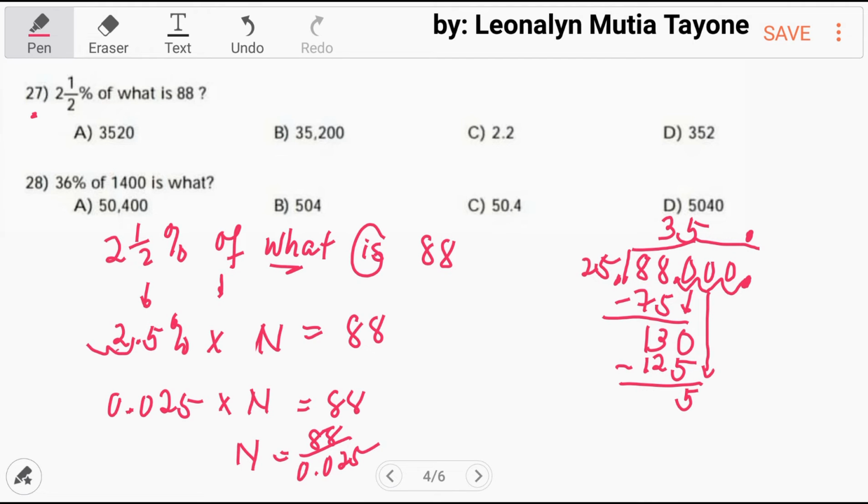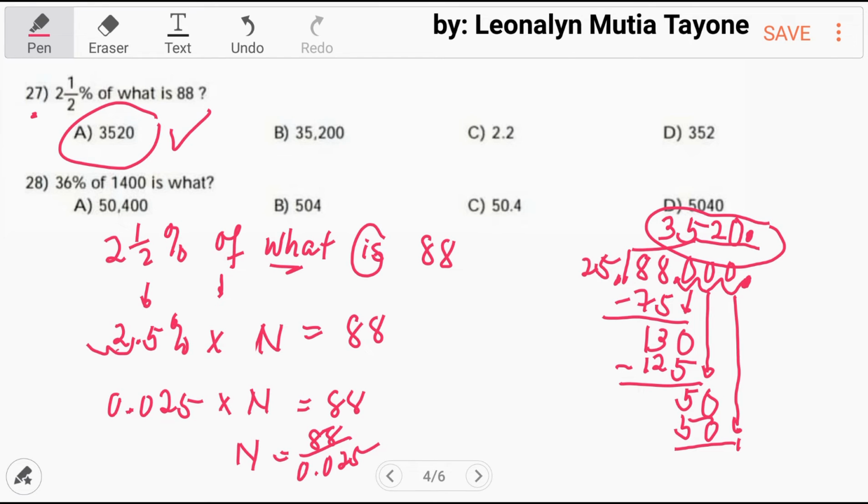Bring down mo ulit isa pang 0, and that is 50. 50 divided by 25, and that is 2. 2 times 25 equals 50. Tapos, isa pang 0. Kaso lang, 0 lang naman yan siya. Kaya, kopyahin mo lang bali sa taas. So, ang sagot dito ay 3,520. Nasaan yan? Si letter A.